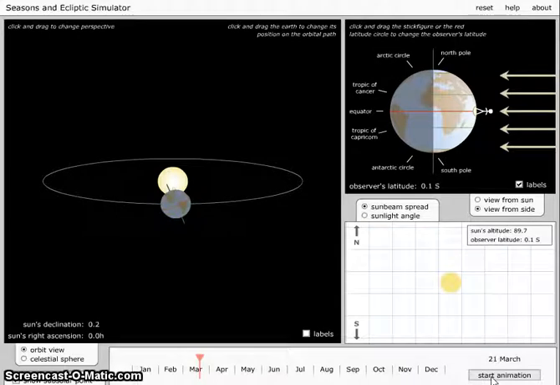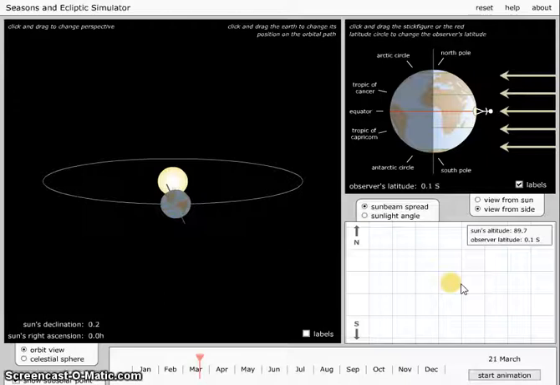5A. Which pole is tilted more towards the sun? Well, everything seems to be equal, so neither one. 5B. What is the sun's altitude? It says 89.7, so basically round that off. That's 90 degrees. And 90 degrees is straight overhead. Look at the sunbeam spread. It's about as circular as you're going to get it.